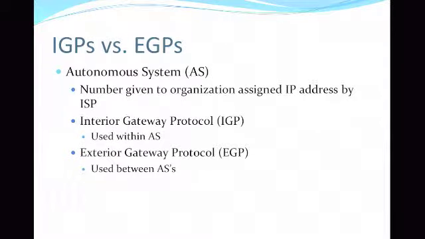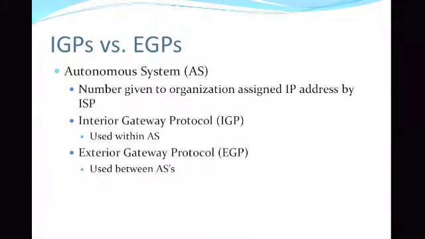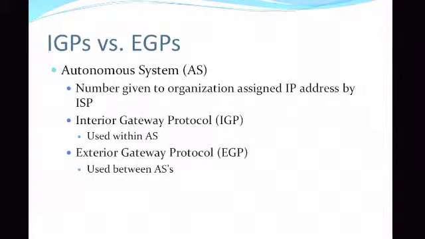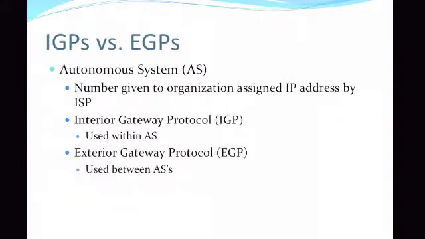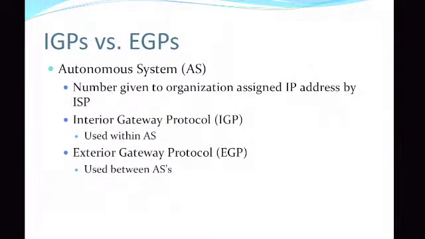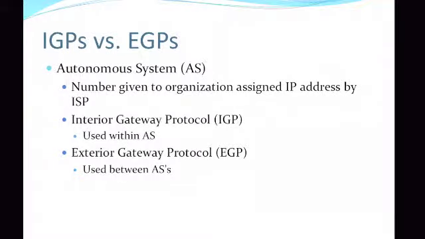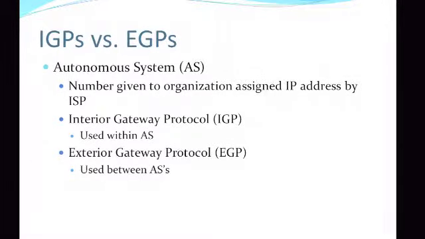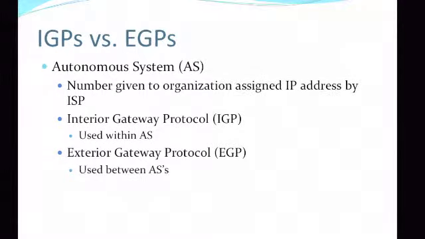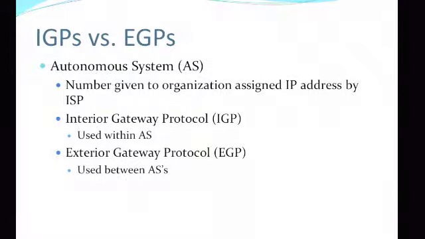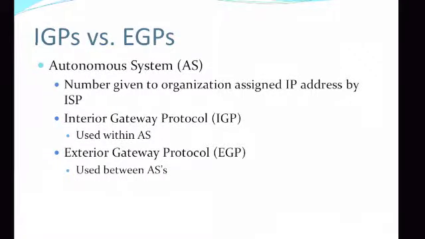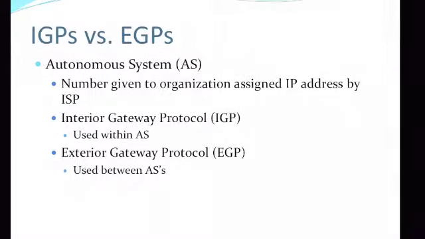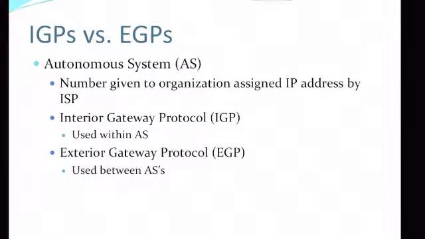Large organizations assigned an IP address by an internet service provider on the internet are also given what is known as an autonomous system number. An autonomous system may be made up of one large massive network or a bunch of smaller networks. Routing protocols used within an autonomous system are known as interior gateway protocols, or IGPs, and routing protocols used to connect autonomous systems to one another, such as over the internet, are known as exterior gateway protocols, or EGPs.